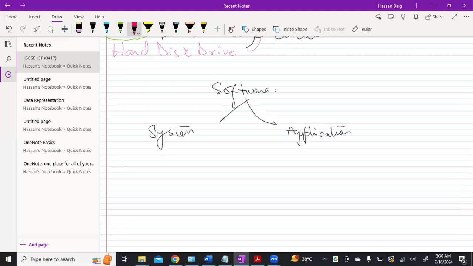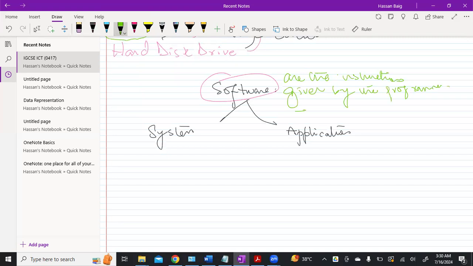Look, software. We'll give the first basic definition of software. Software are the instructions given by the programmer. They say that a collection of programs is known as software, or multiple lines of code, or any kind of thing by which a person or a programmer could achieve anything, it is software. All right.